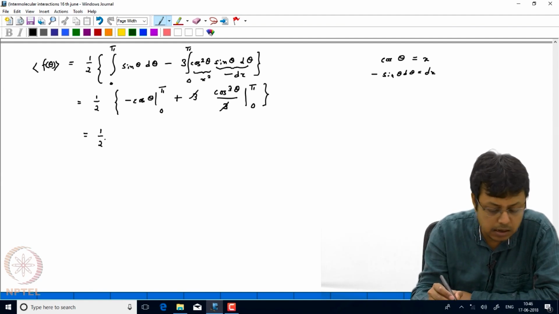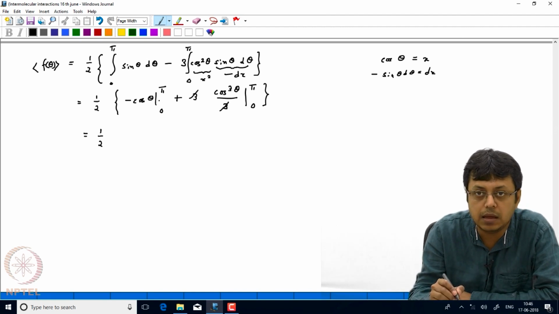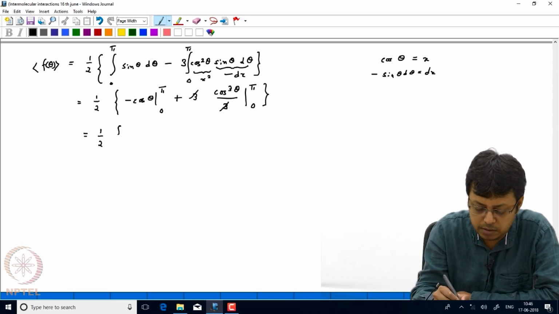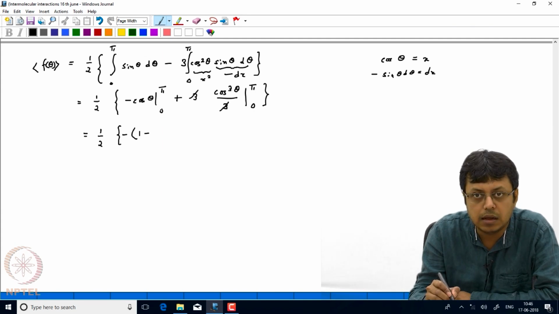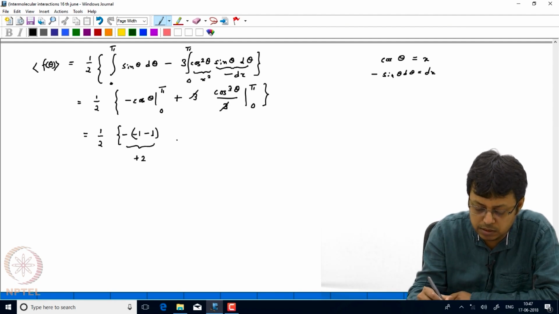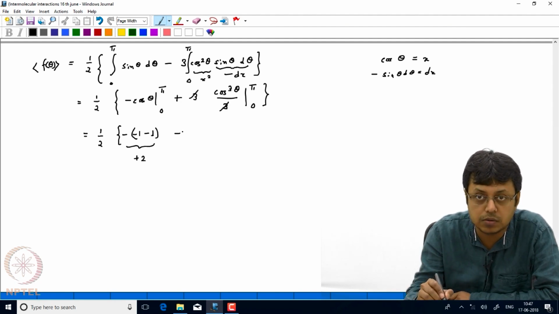Now if you do this maths, you will find that the first term will be basically plus 2, because cosine pi is minus 1, but minus of cosine pi is 1, and then I will have basically minus 1, and then the lower limit is basically 0, and then I'll have 1 here. So this thing will give me a plus 2 value.